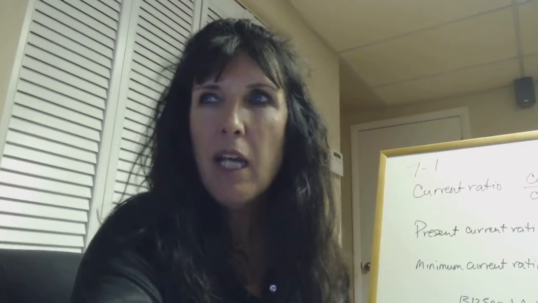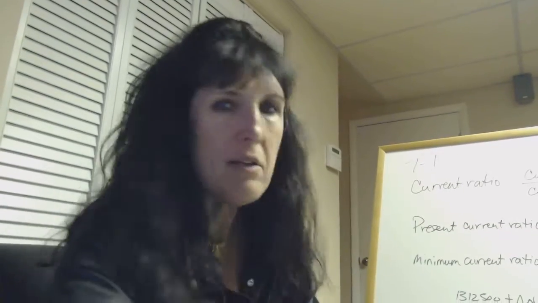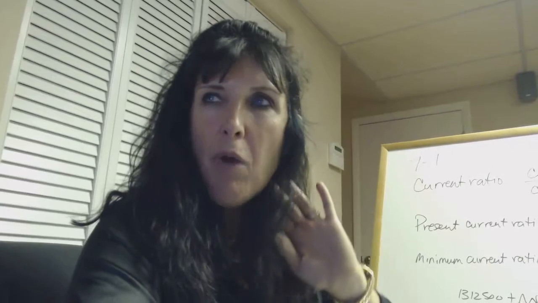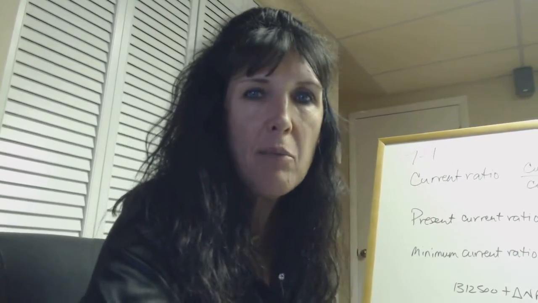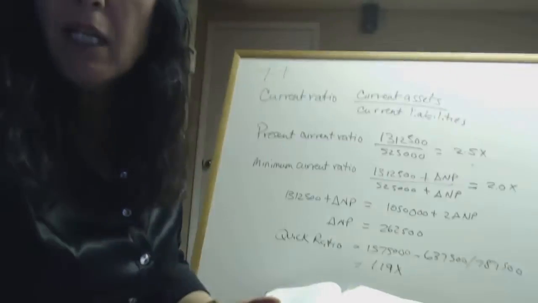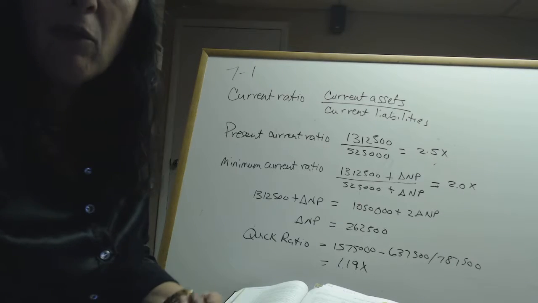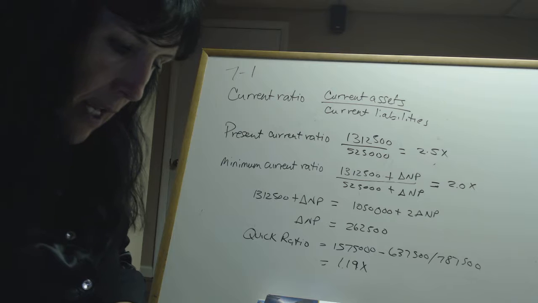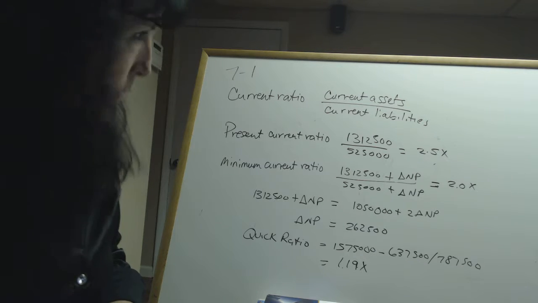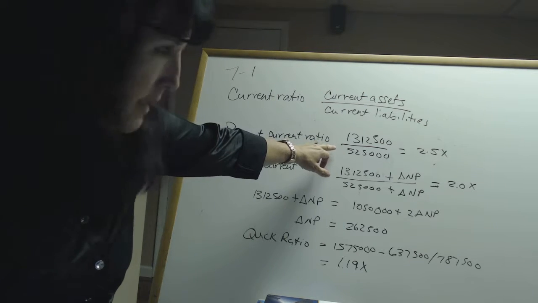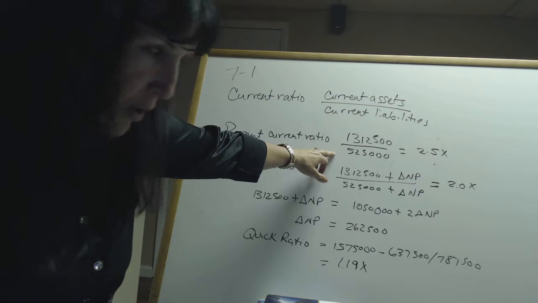I wanted to cover at the end of Module 1 and in Chapter 7 one of the problems, problem 7.1, and just to give you an illustration of how we're going to use these balance sheet numbers to calculate some of these ratios. So looking at the whiteboard, I got problem 7.1 here, and the problem from the text says Hindeline Corporation has $1,312,500 in current assets and $525,000 in current liabilities.